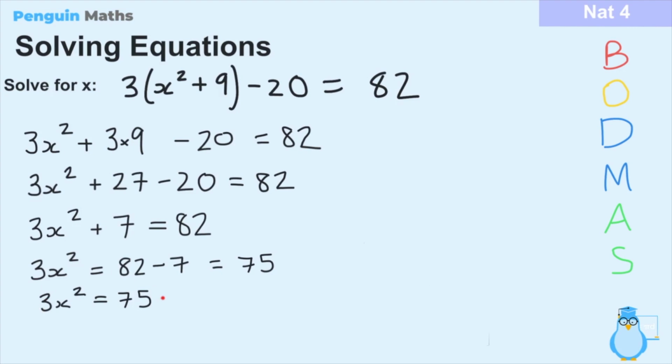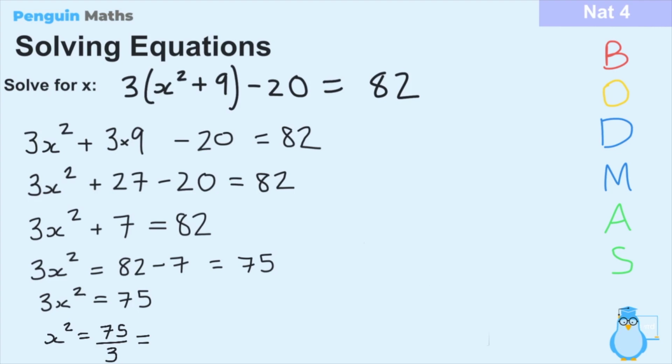So that then means that 3x squared is equal to 75, and now what we want to do is bring this 3 over to the right hand side, and because it's being multiplied by x squared, it's going to then be divided by on the right hand side. So that will become x squared is equal to 75 divided by 3.